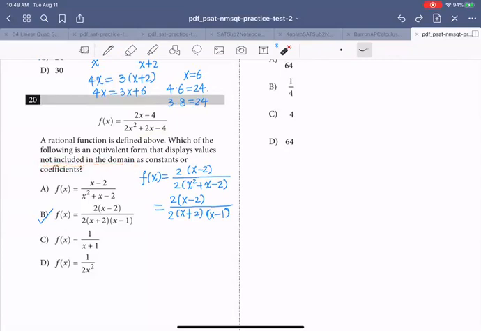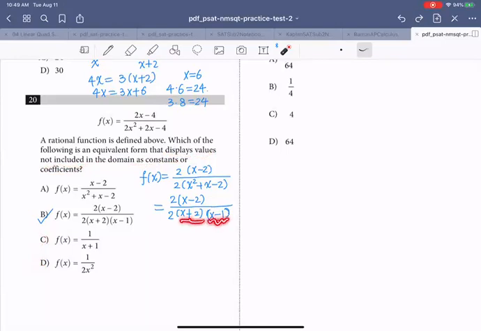Yes, I agree with you. This question is very confusing. But look at this. C is not possible, right? D is not possible, right? And they ask you to display values not included in the domain as constants. So that means they want you to show this in your factored format.